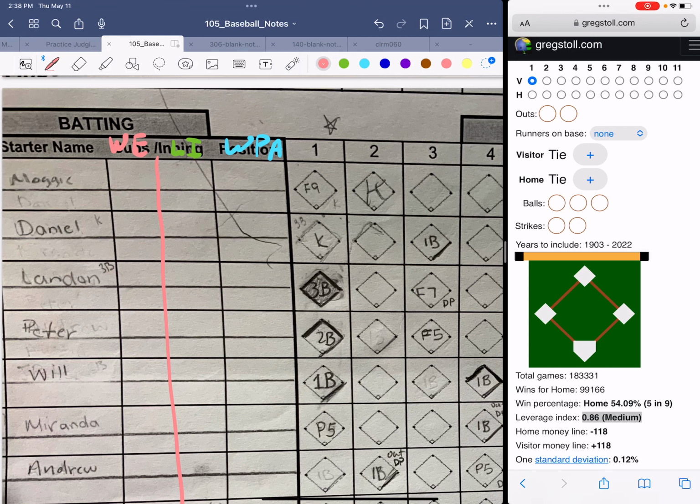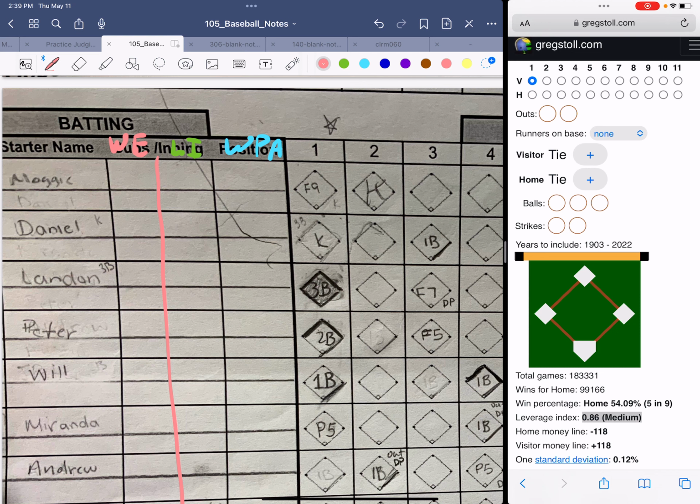Hey everyone, I'm going to show you how to use Greg Stoll's win expectancy finder to calculate a player's win expectancy, leverage index, and win probability added. We're going to use it on the Wiffle Ball game that we played, so we're actually going to use it on ourselves. I did some of this in class, but in case you weren't able to follow, or just as a review, here's how you do it.